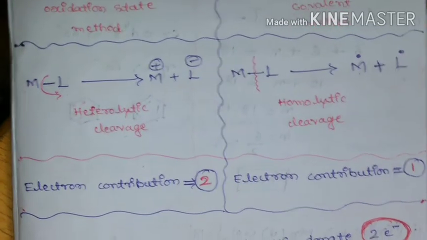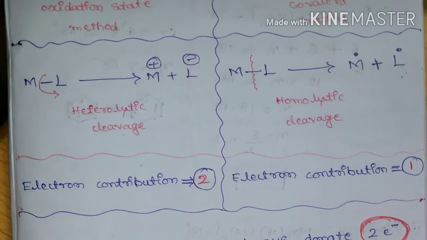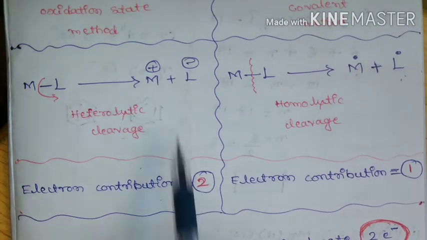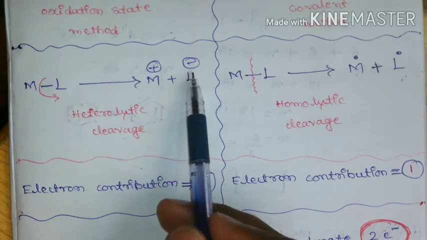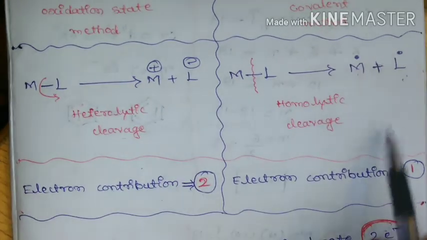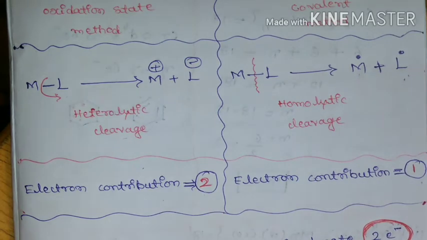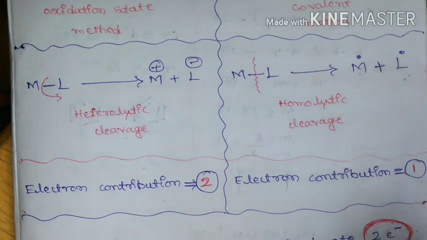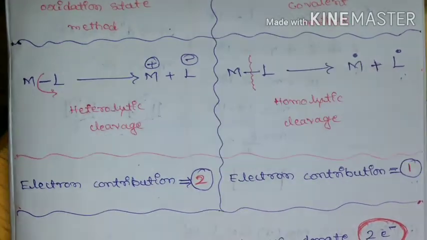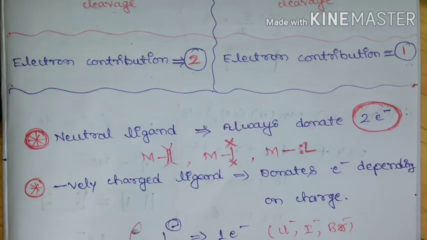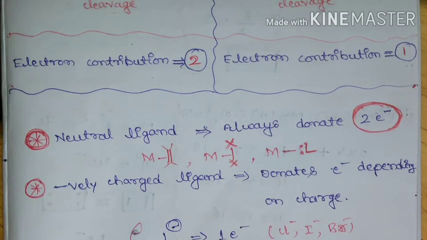And if you consider the electron contribution, in the ionic or oxidation state method, the electron contribution will be 2, meaning this negative charge is going to contribute 2 electrons. If you come to the neutral method, the electron contribution will be 1, so this dot is going to contribute 1 electron. And we need to know some important points regarding counting of electrons.